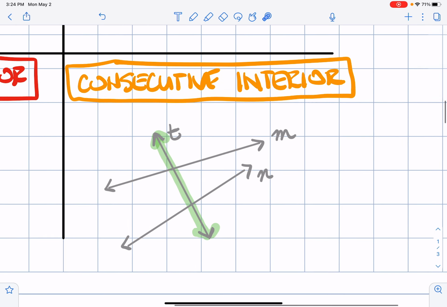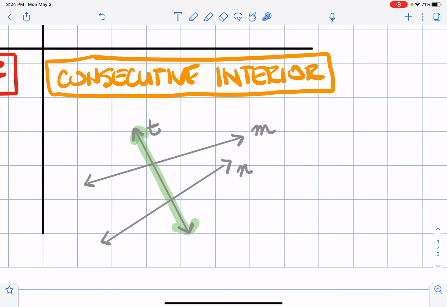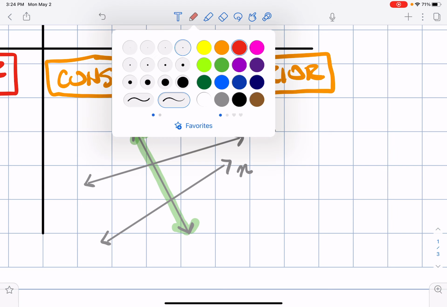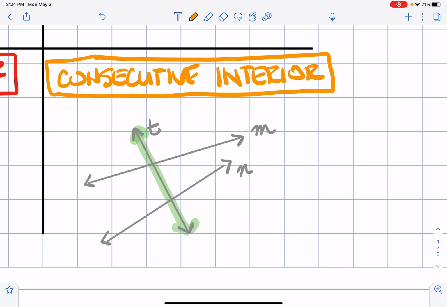Okay. Lastly, there is consecutive interior angles. So let's talk about what consecutive interior angles means. It means that they're next to each other and they're on the inside. So, for example, angle 1 and angle 2, consecutive meaning that they are next to each other and they are on the inside of our two lines.